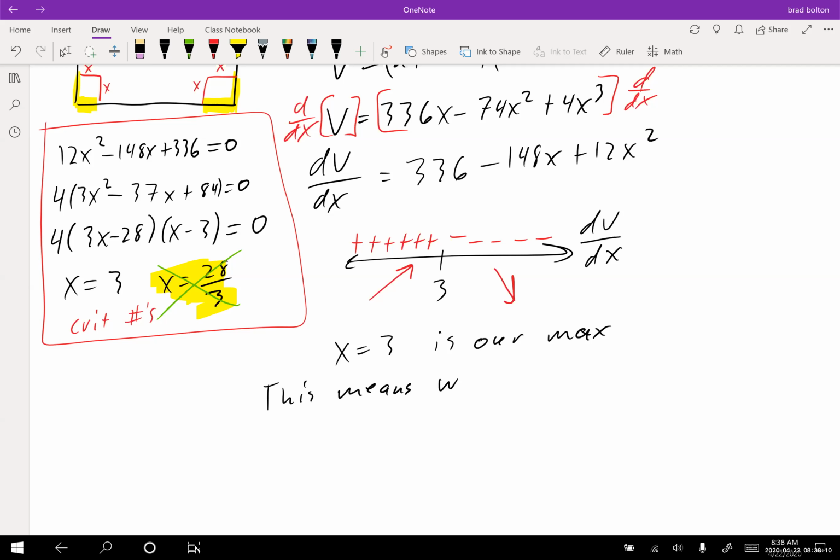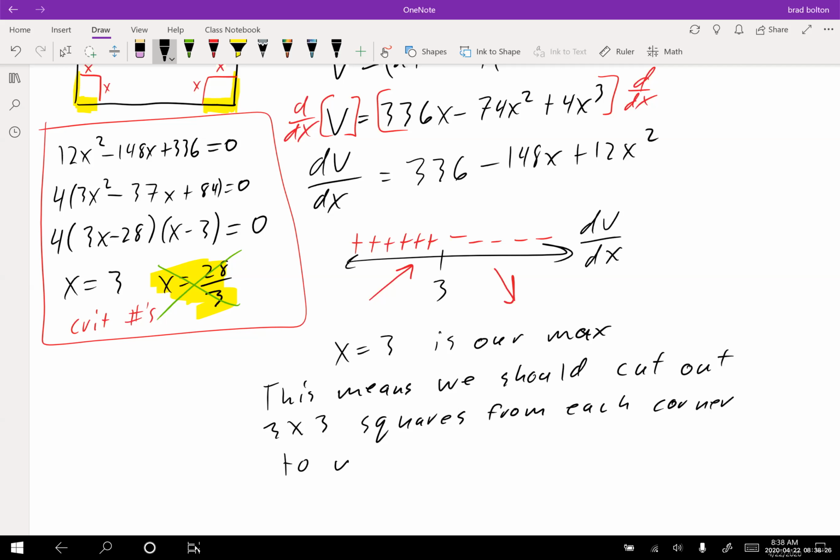Okay. This means we should cut out 3 by 3 squares from each corner to maximize volume. So this means that no matter how you cut this, no matter what you do, you cannot get a higher volume than by cutting 3 by 3 squares out. If you cut a 2 by 2 or a 4 by 4 or 5 by 5, it will never produce more volume than the one we would produce by cutting out a 3.